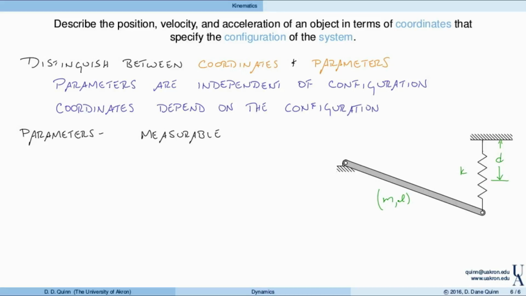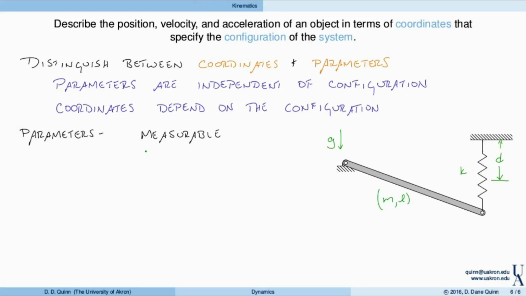Now certainly they influence the dynamics, they influence the response of the system, but if I know K, I don't know where the bar is. If I know M or L or D, I don't know where the bar is. Other parameters might include gravity, right? So the gravitational constant would be a parameter of the system.